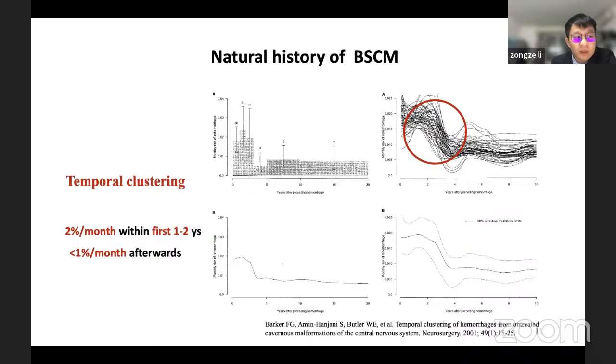Another point of clinical importance is that rehemorrhage seems to mostly occur within the first 1 to 2 years after a certain hemorrhage event. It is referred to as temporal clustering, with an average hemorrhage risk of 2% per month in the first 2 years, and that decreases by fold just after that. This phenomenon is just like a volcano: there will be following activity right after an eruption, and it gradually goes to silence afterwards.